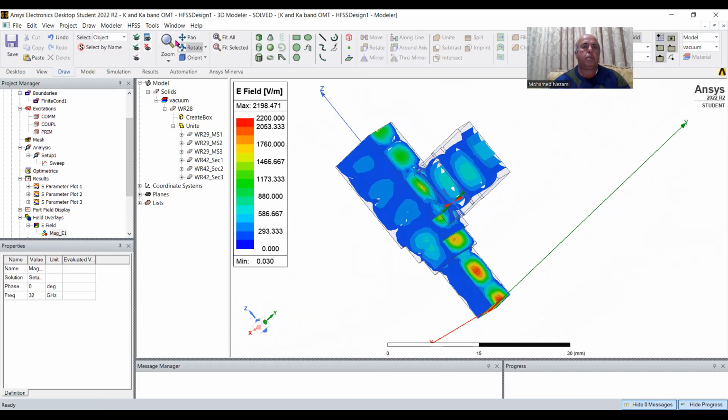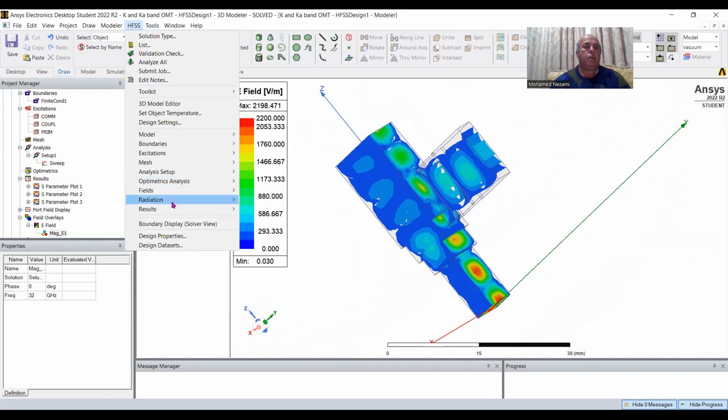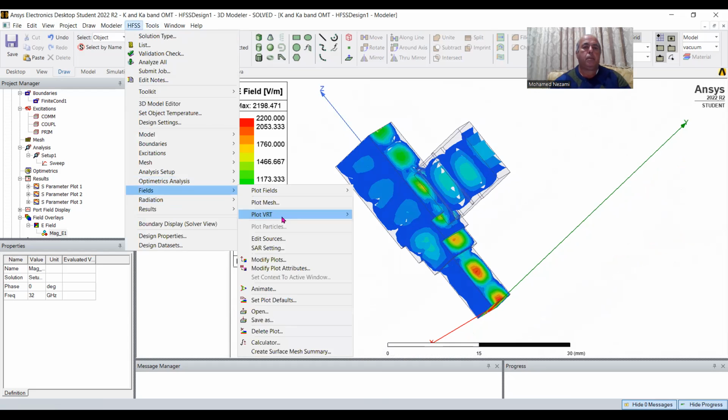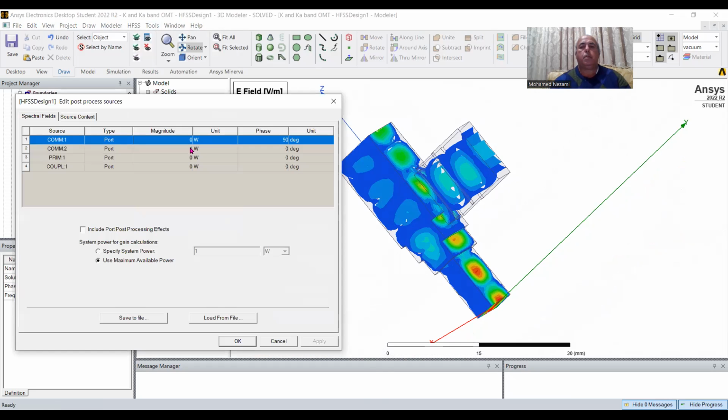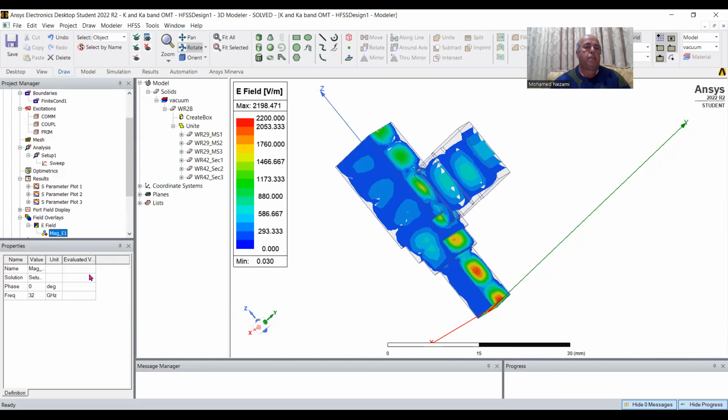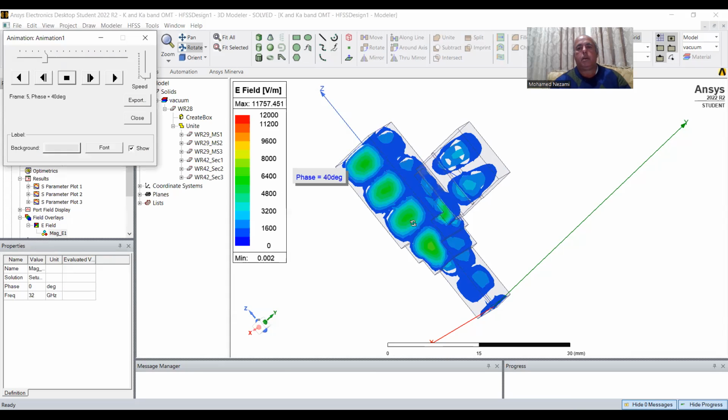Yeah, I must have done something wrong here. So let's try this again. Sources. Okay, so we are assigning common 2. This was 0. Okay, so let's. Oh, okay, here we go.